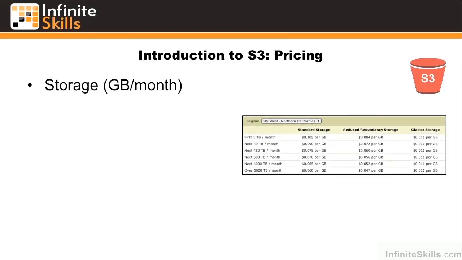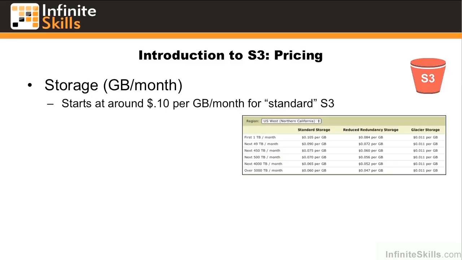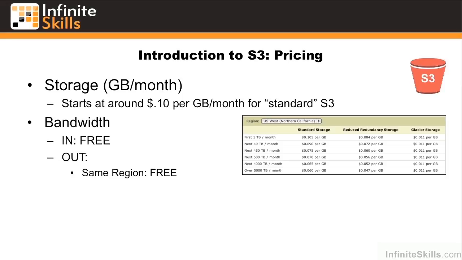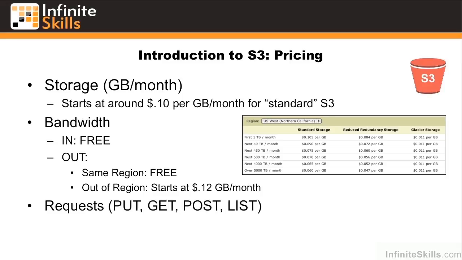S3 has 3 facets to its pricing. The first is storage. S3 storage costs start at around 10 cents per gigabyte per month for standard S3, with the monthly gigabyte charge getting cheaper as you use more. It's also priced per bandwidth. Bandwidth in is free, and bandwidth out to the same region is free as well. Bandwidth out to out of region starts at about 12 cents per gigabyte per month, again with cost growing cheaper the more bandwidth you use. Requests are also a charging facet of S3 pricing. They start at about a half a nickel per 1,000 requests.